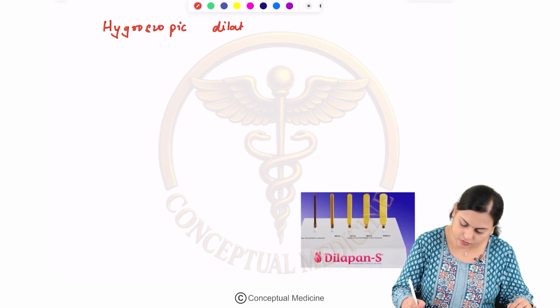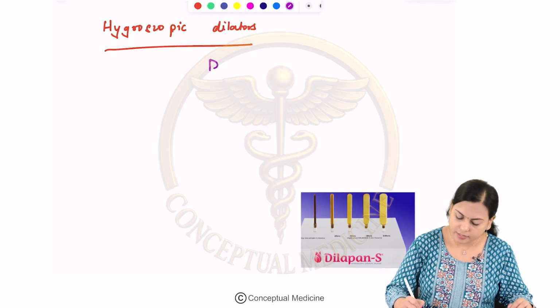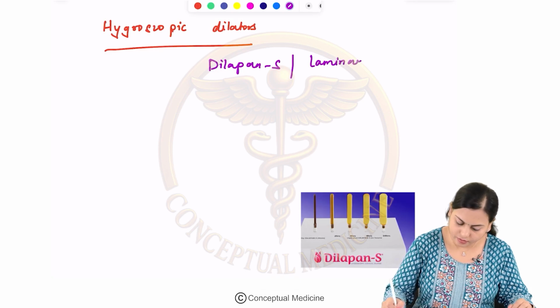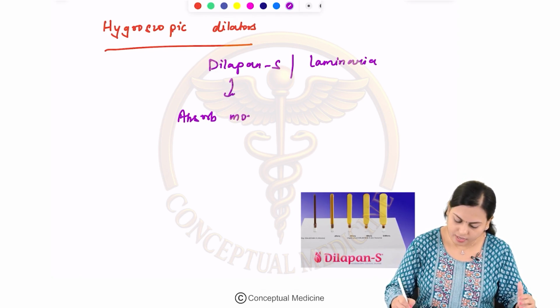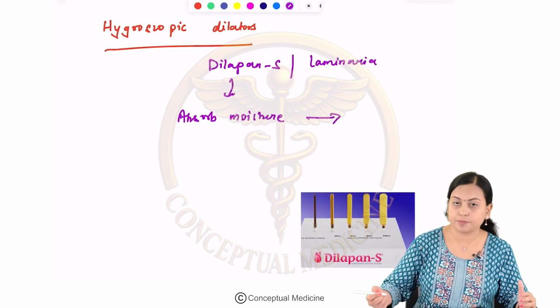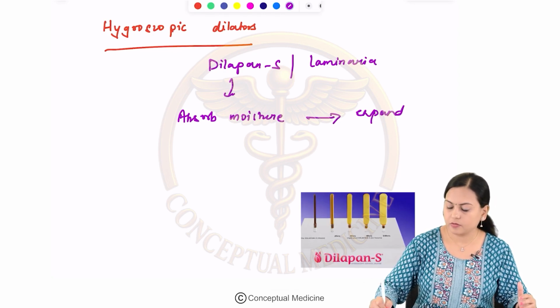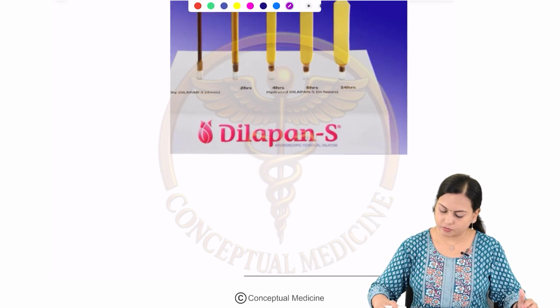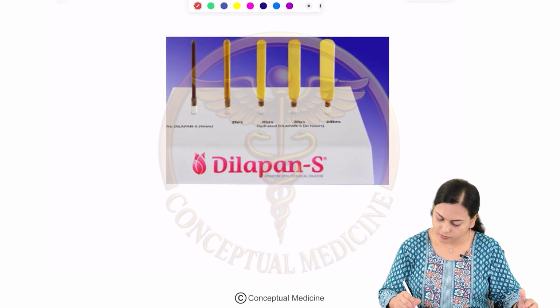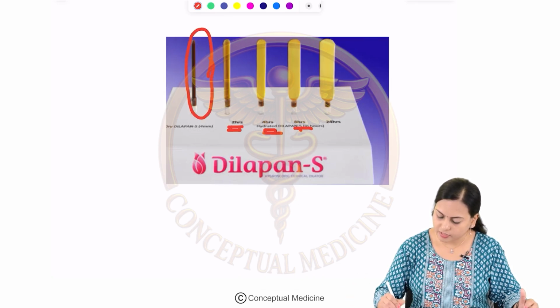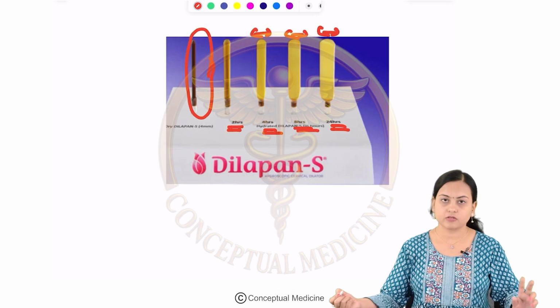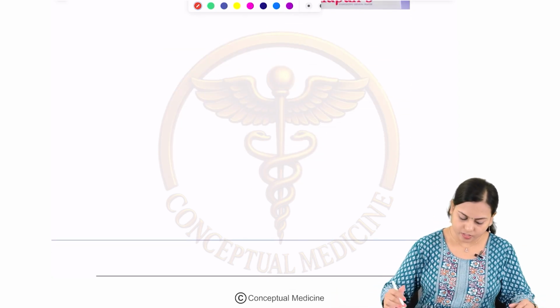Hygroscopic dilators can be dilapanes or laminaria. What is going to happen is, this is going to absorb moisture and gradually expand, and that is going to lead to cervical dilatation. So, this is how dilapanes is going to work. When we have inserted, then after 2 hours, after 4 hours, after 8 hours and after 24 hours, you see the change in width. So, this is going to cause cervical dilatation.